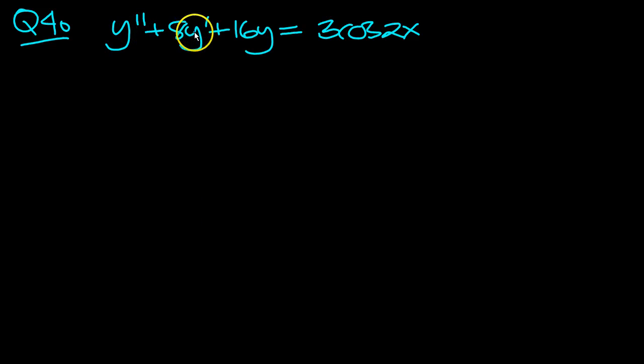y double dashed plus 8y dashed plus 16y equals 3 cosine 2x. So let's do the sub-problem then. The first one we need to solve for is yh. Let's do that one first.